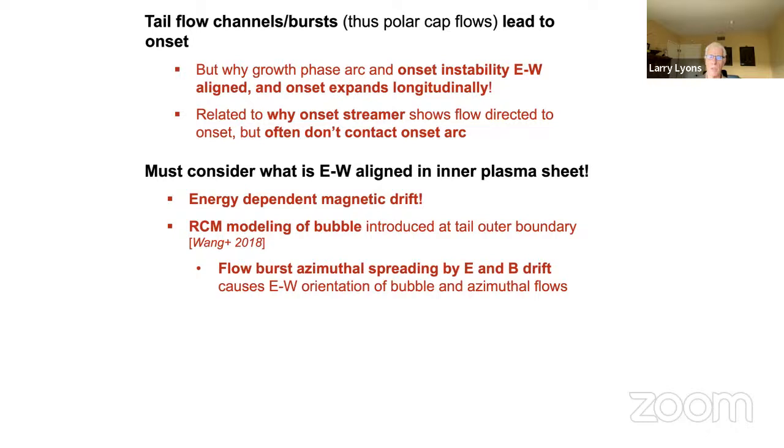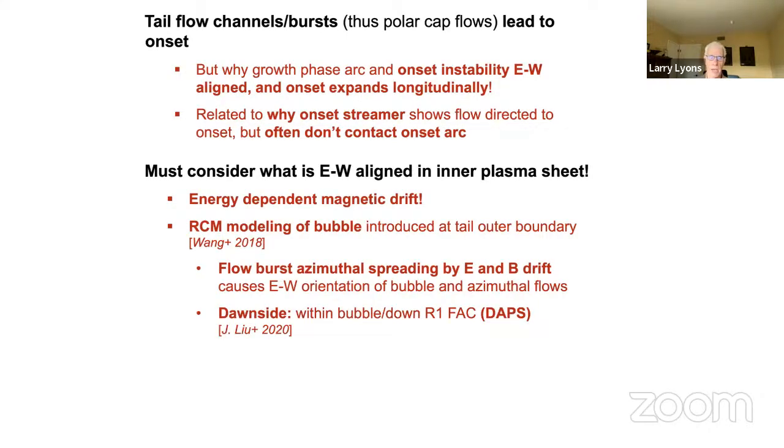So the bubble is growing and deepening and expanding in the azimuthal direction, and that's what gives us the east-west orientation. And you lose the very strong north-south flows, which are giving the streamer, so you might not see the streamer all the way in, but it connects to flows that are azimuthal.